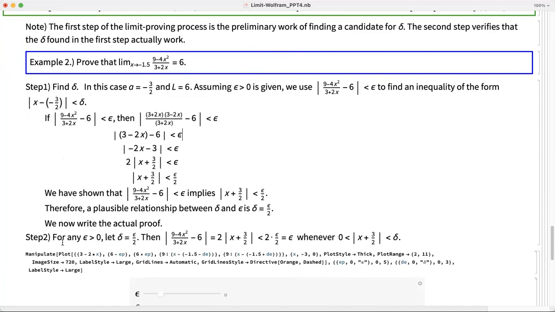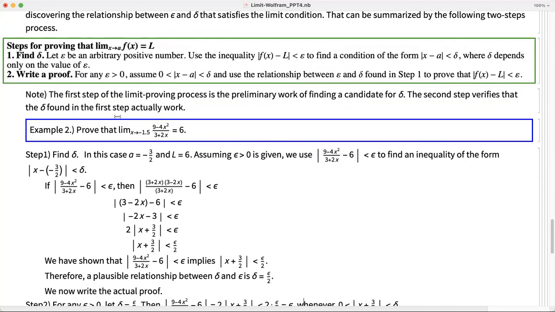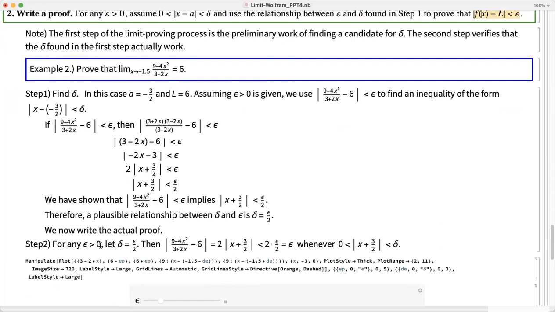Now we move to step 2. For any epsilon, let delta be epsilon over 2. Then the absolute value of f of x minus 6, we just simplified that algebra expression. Since delta is epsilon over 2, that must be less than 2 times epsilon over 2, which is just epsilon. So f of x minus L is less than epsilon whenever the absolute value of x minus a is less than delta. So step 1 is to find delta starting from the absolute value of f of x minus L, and applying some algebra to figure out the relationship between epsilon and delta. And step 2, based on that statement, we prove the limit.